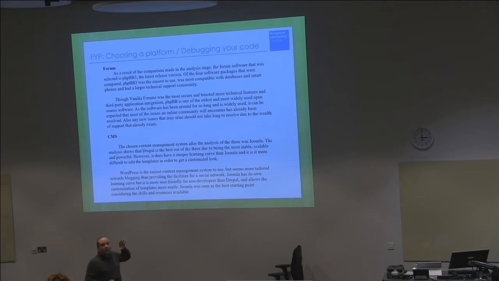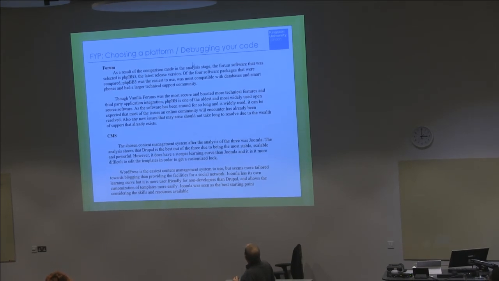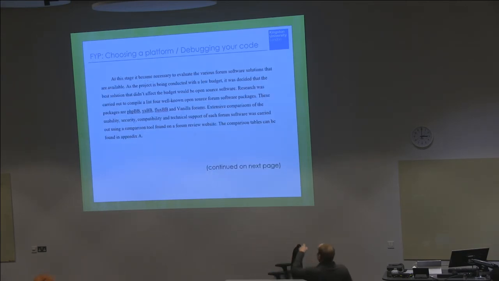Remembering that they also put a lot of stuff into an appendix as well. Question. Yeah, where's the evidence of that? In the appendix. But you're quite right. Where are their references in some of these assertions? They should at least reference the appendix, which I don't even see. No, I mean that's fine. So they're comparisons of usability, security, compatibility. Each forum software was carried out, you know.